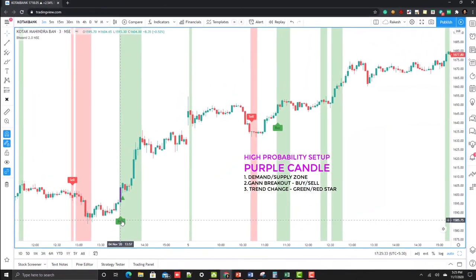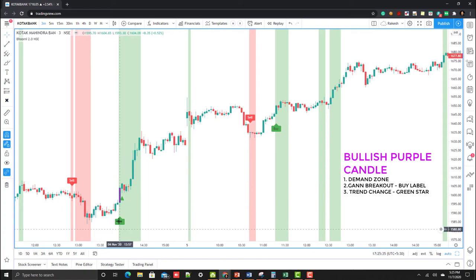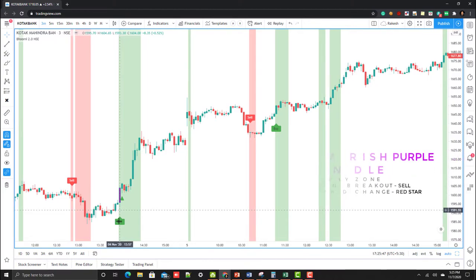There is a demand in the market, and also there is a GANN breakout, and also there is a change in the trend at the same time. So when there's a confluence of all these three components at Bhumi 2.0, you will see a purple candle. Similarly, you will see a purple bearish candle as well.